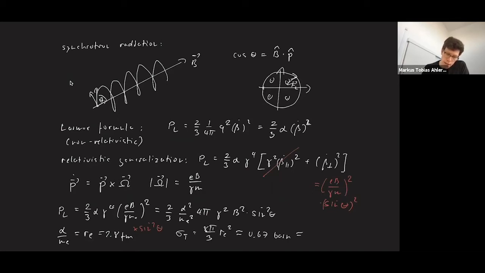So 1 barn is 10 to the power minus 28 meter squared. It looks small, but this is actually a very large cross-section in terms of particle physics, and that's the reason why it's called barn. Okay, using these expressions, let me bring up a new page here. I'm running out of space.